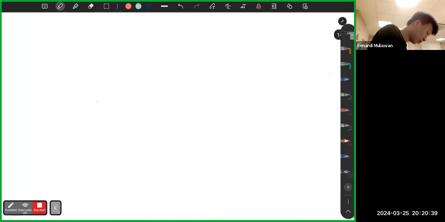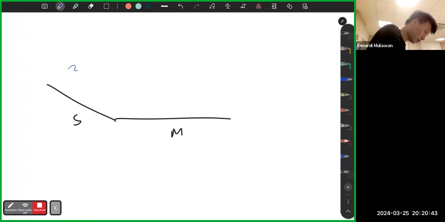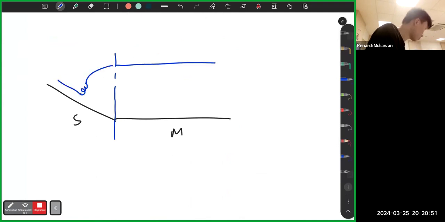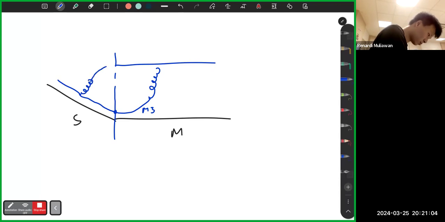Now, for example, you have a steep slope and a mild slope. There are two cases, like this, then this. Or you can go down first, M3 first, then hydraulic jump. So something like this. You can either have M3 first or S1 first. So how do you know which is which?